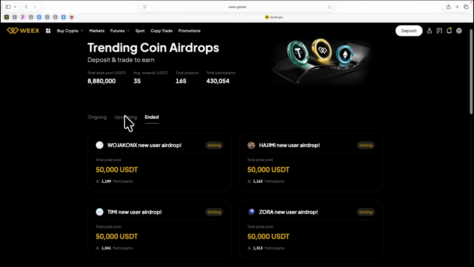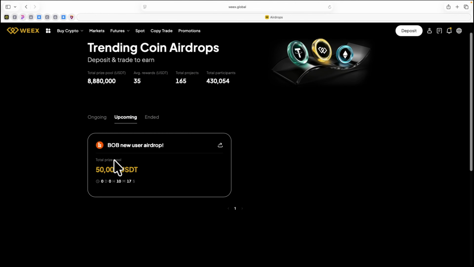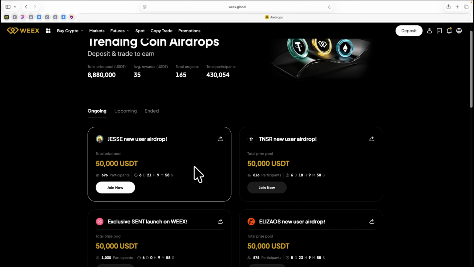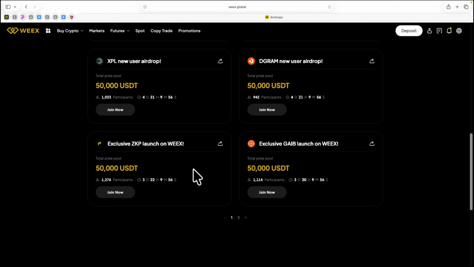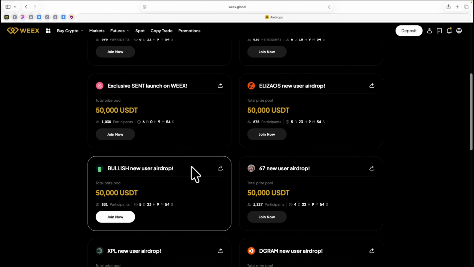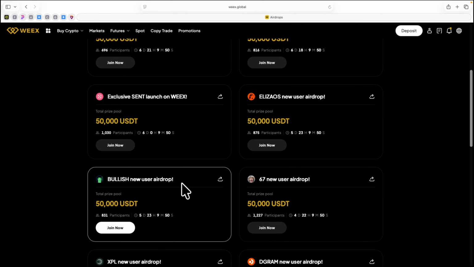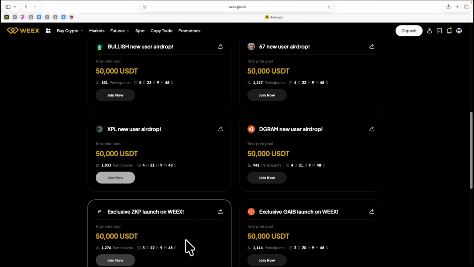If you come to upcoming, these are the ones that are coming up very soon. You can even see this one is starting in the next 10 minutes. So in the next 10 minutes, this one will move to the ongoing category. So let's come to the ongoing category where you can see the different airdrops. I told you in my last video that I can get access to over 10 different projects right here. So you have over 10: 1, 2, 3, 4, 5, 6, 7, 8, 9, 10.